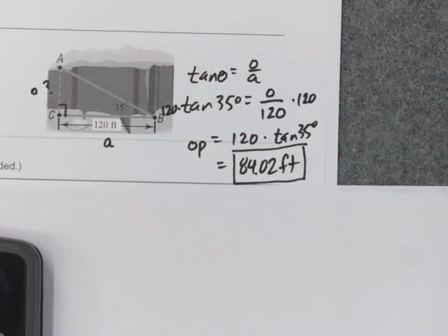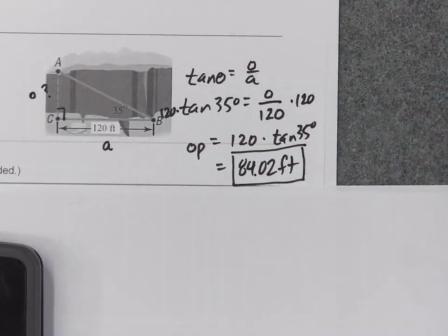So a little story problem that really is a right triangle. So the trig function gives us a way to solve this story problem.